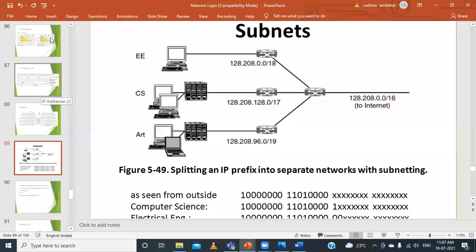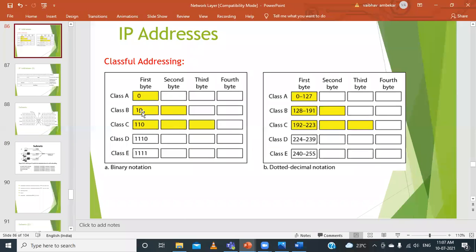What all we have discussed? We discussed the classful addressing, binary notation, decimal dotted notations, and the different types of classes we have: A, B, C, D, E, and how we can represent them with binary and dotted decimal notation. And then we discussed something called subnetting.